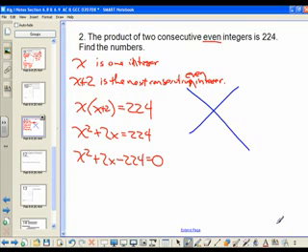Okay, so we do our box and diamond here. So I have negative 224 and positive 2. So there's a whole lot of things that could equal 224, but we're going to need two things that are very close. So we might try 12 and 12, which would be 144. 15 and 15 is 225. Let's try 14 and 16. What's 14 times 16?